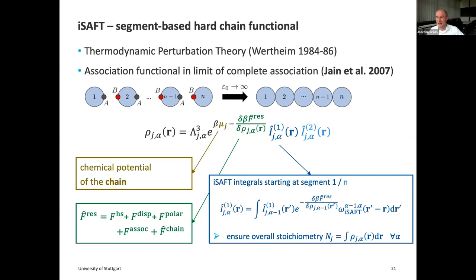What Pallav Jain did was the chain free energy functionals. And what Adam Bymaster did was to allow us to do associating polymers within the density functional theory. There's a lot of overlap between the two works.